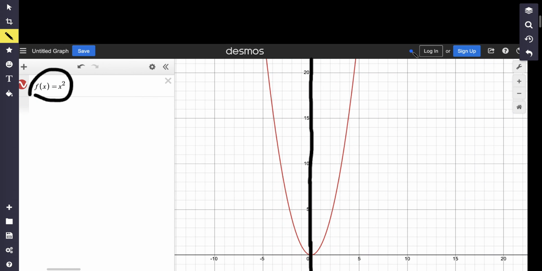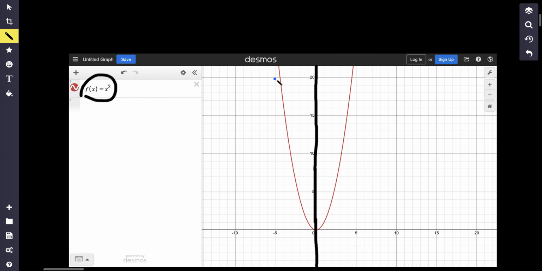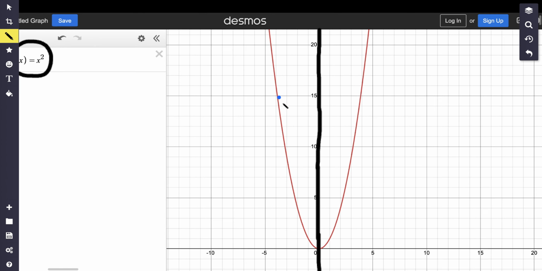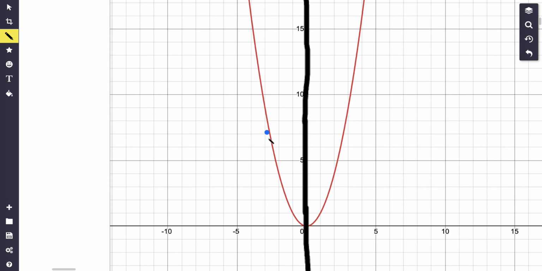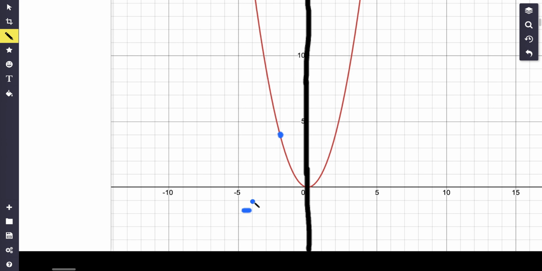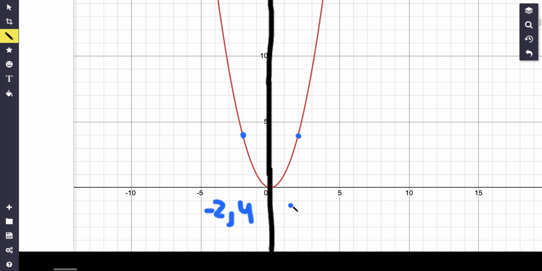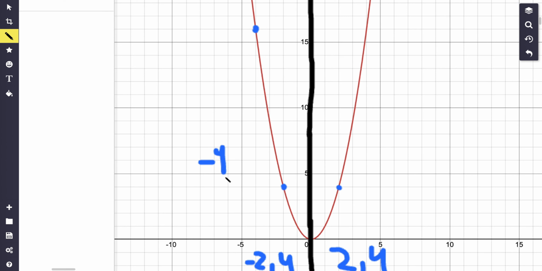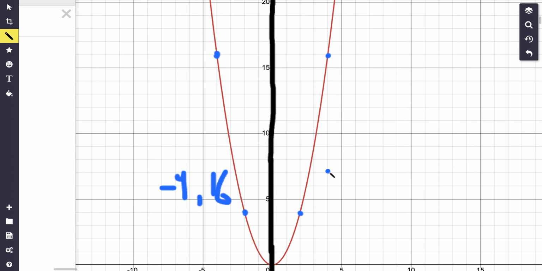Now let's come up with some formulas to find out if a function is even or odd. What you notice is that for even functions, let's say I pick this value, negative 2, 4, and I pick this value, 2, 4. Let's select more points. This value right over here is negative 4, 16, and this value right over here is 4, 16.